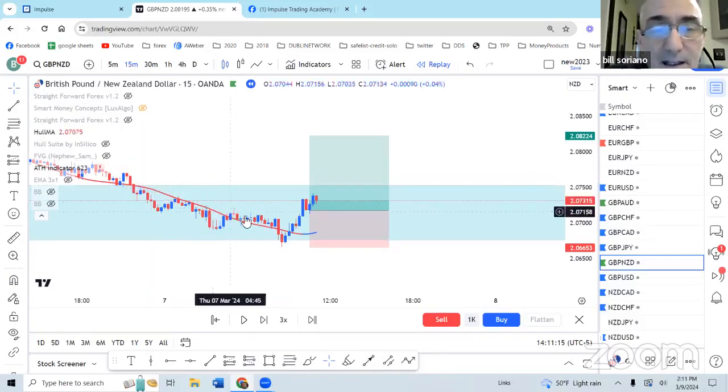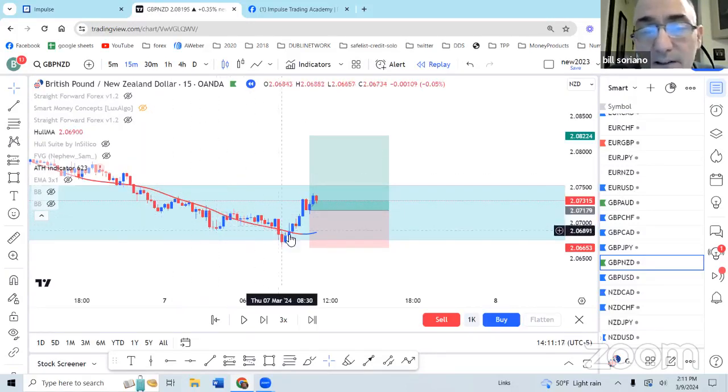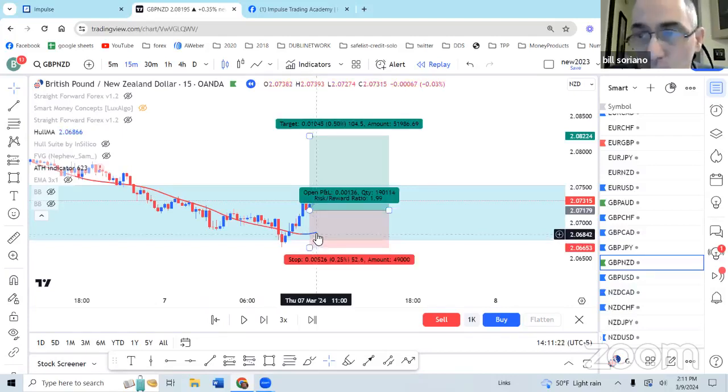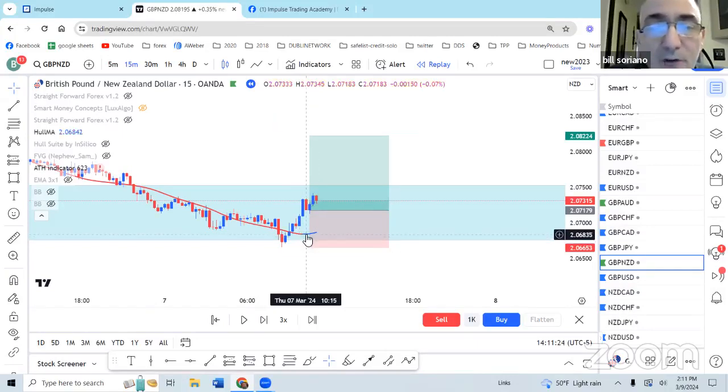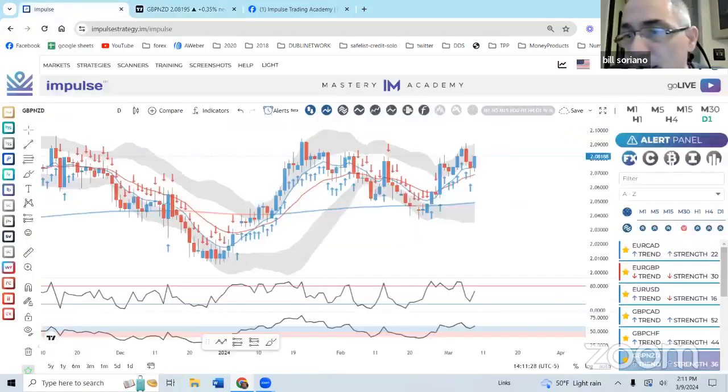Now, again, very, very important here. While you're waiting for this Hull moving average to turn blue, and before you actually take the trade, you have to come back to the impulse scanner and make sure that the 1 hour, the 4 hour, and the daily are still going the correct way. So we want to make sure that we're still trading with the higher time frame trend, and that that trend is not close to being invalidated.